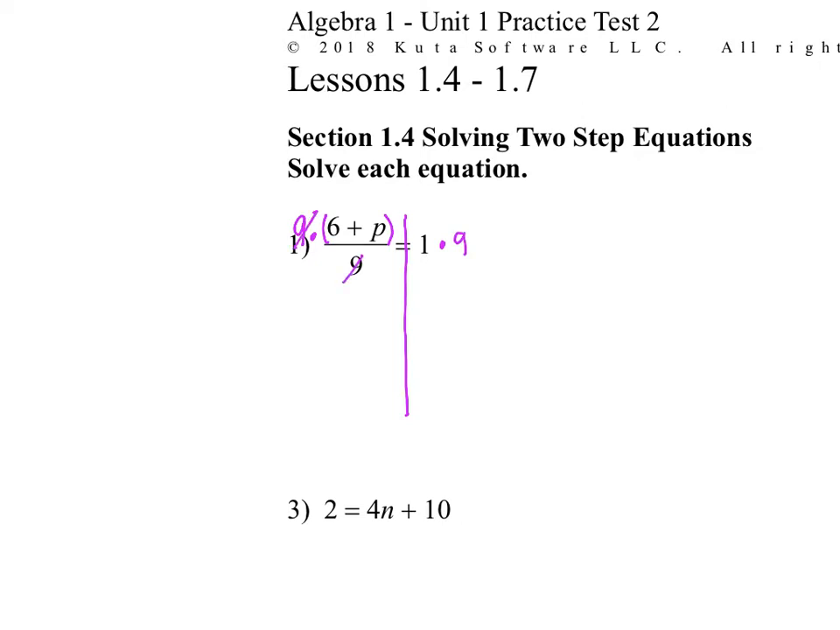These 9s cancel. They become 1 when they cancel. But really all I'm left with is 6p equals 9. And my final step will be to subtract that 6 away from the p on both sides. So our final answer is p equals 3. If you substitute that back in, you will see that that answer is true, but you do not need to show that you have checked your work.